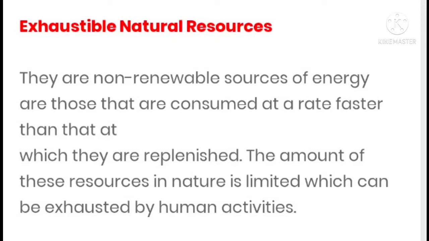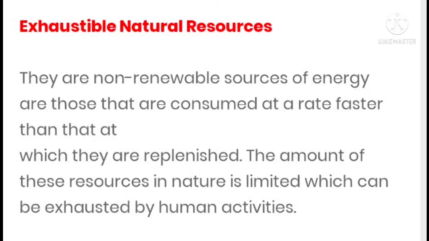Next is the exhaustible natural resource. They are non-renewable sources of energy. Non-renewable means that if they are used, they can become extinct and we will not get them again. They are those that are consumed at a rate faster than that at which they are replenished. They are consumed faster and they can become extinct, they can finish.